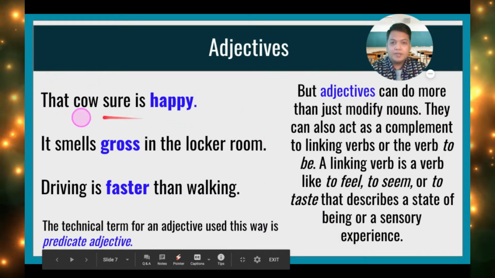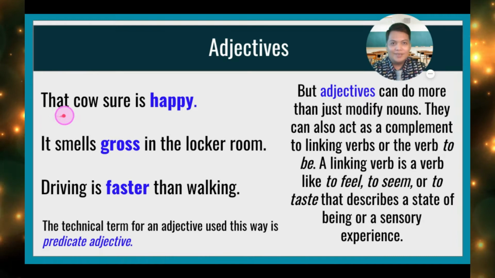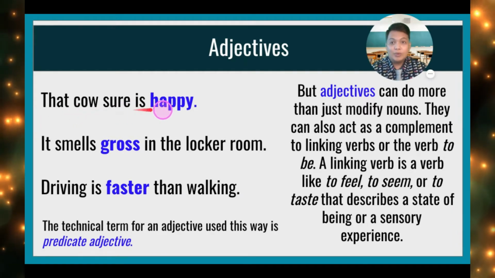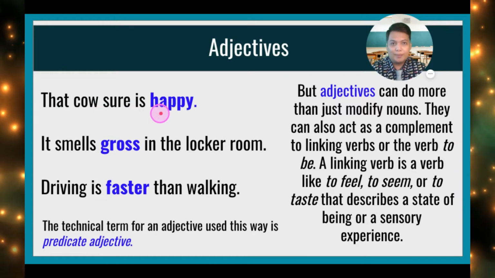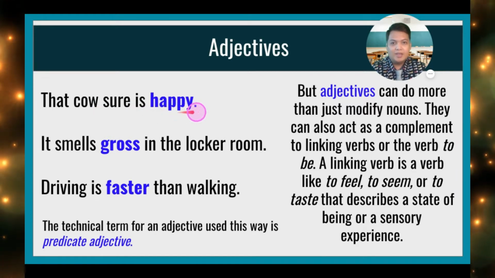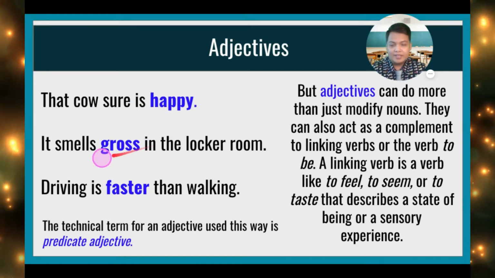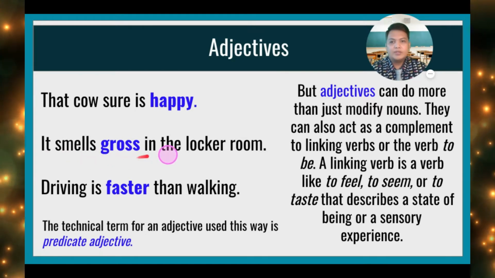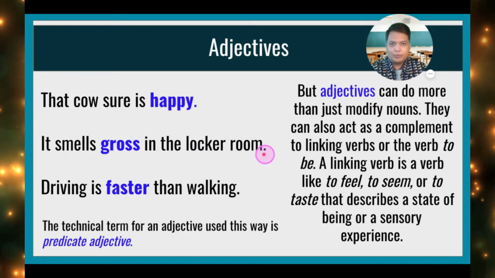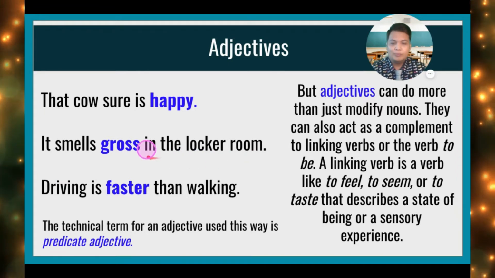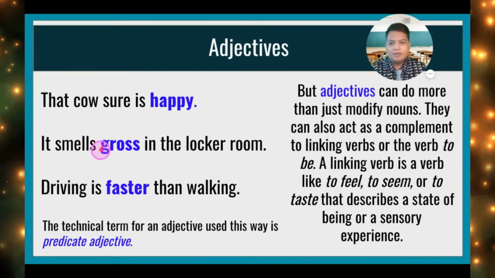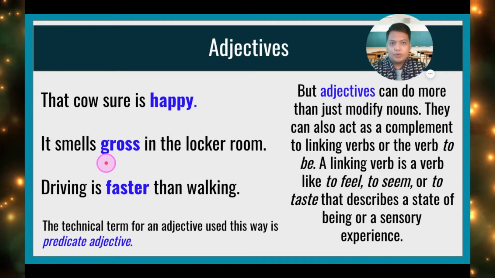First example, read with me. That cow sure is happy. That cow sure is happy. All right, happy here is our adjective. Now here, it smells gross in the locker room. Again, it smells gross in the locker room. Now, our adjective is gross.